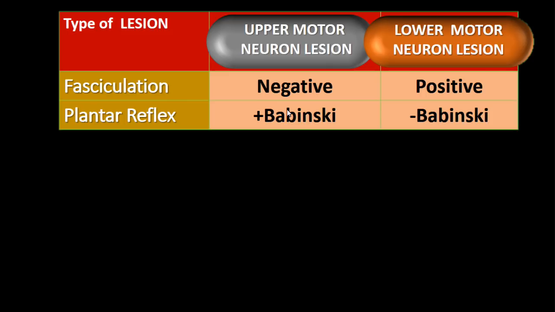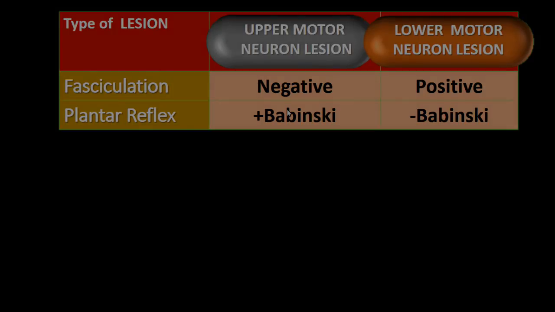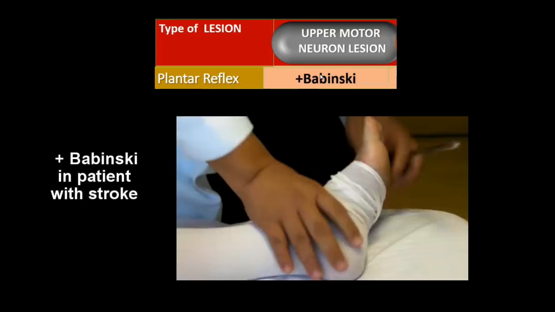And when you do your testing for Babinski or the plantar reflex, there is an upgoing toe. If you see an upgoing toe, or a positive Babinski, think of upper motor neuron lesion. You don't expect to see an upgoing toe or Babinski among patients with lower motor neuron lesion.